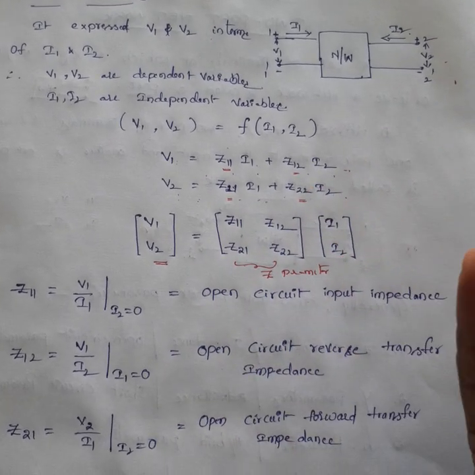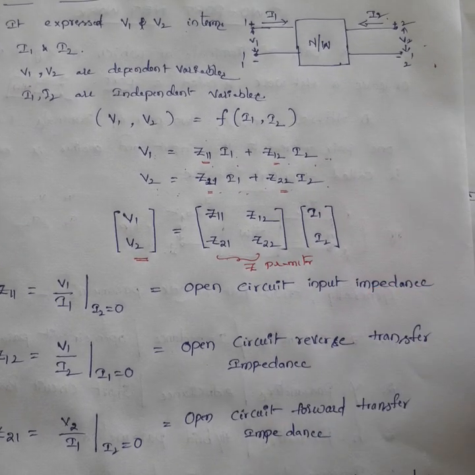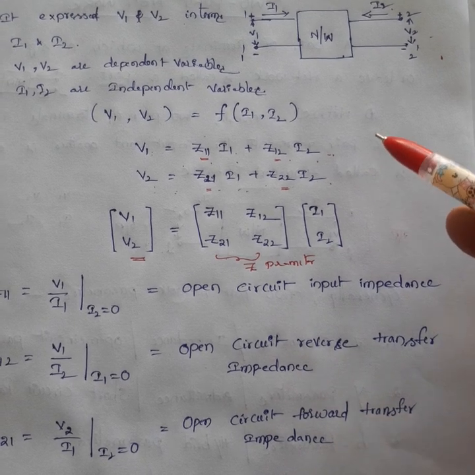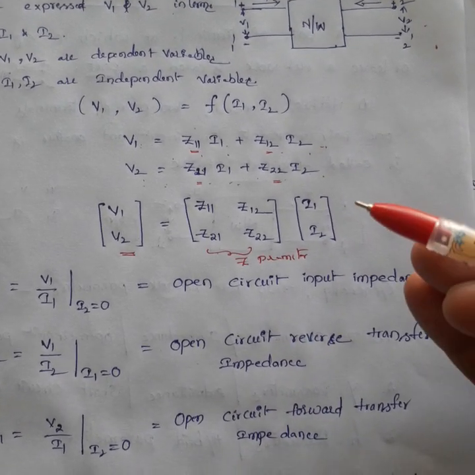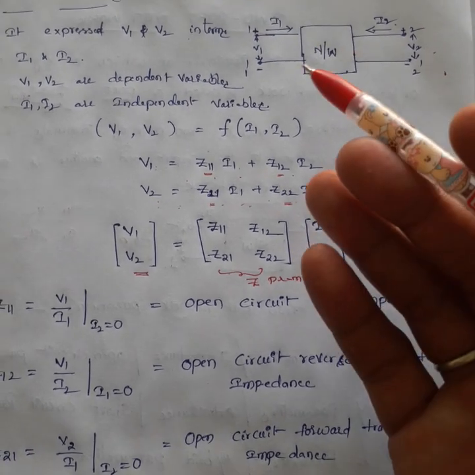So you can choose, that means you can take any one value to be 0 on the right hand side. That means either I1 or I2. So you can put the 0 in the place of the currents, and then calculate the remaining factors.